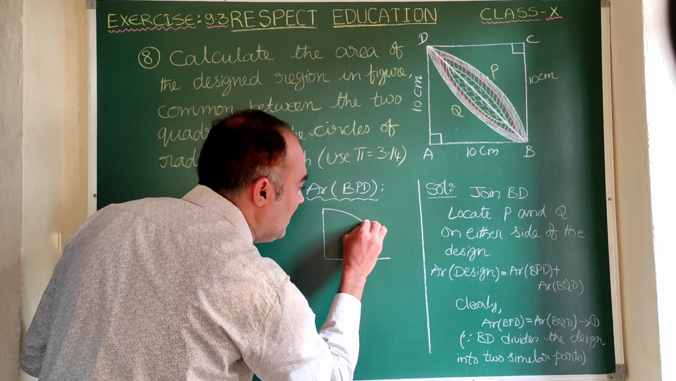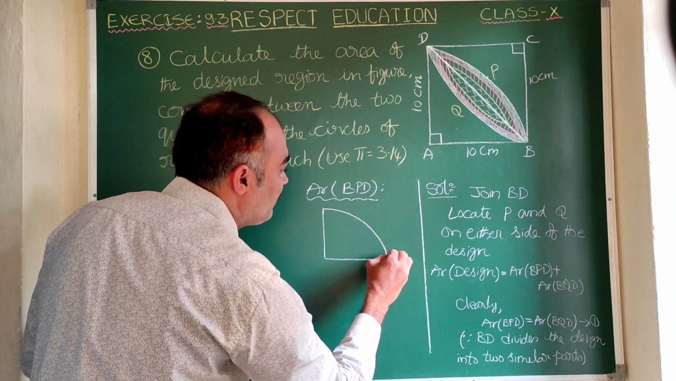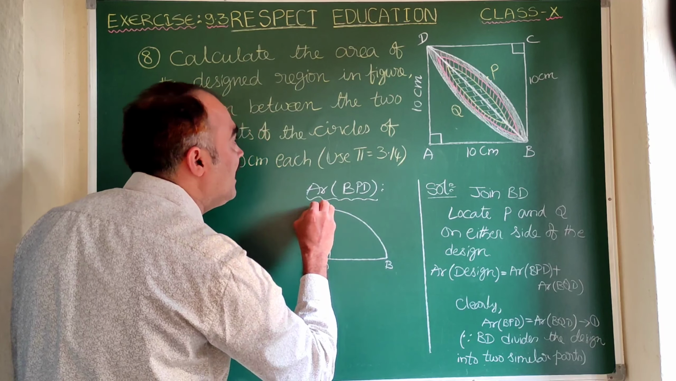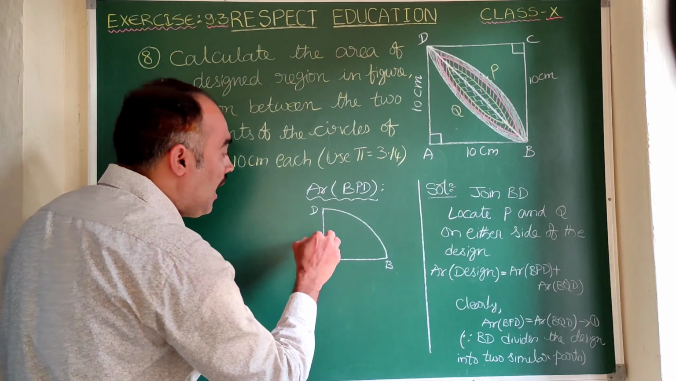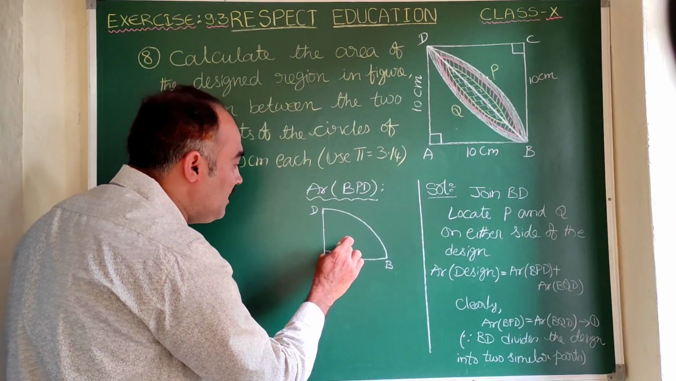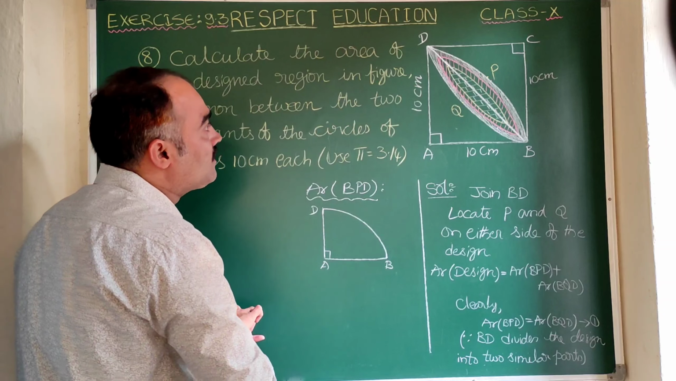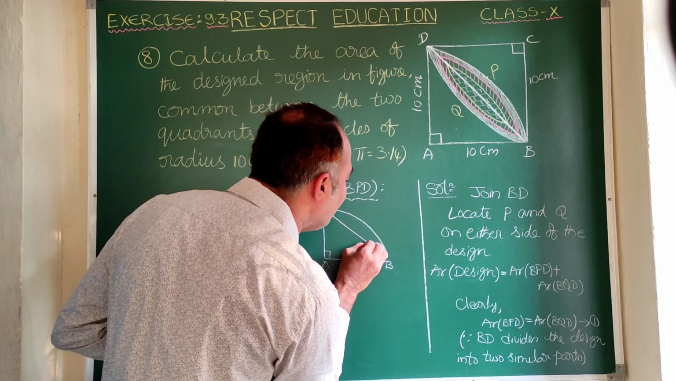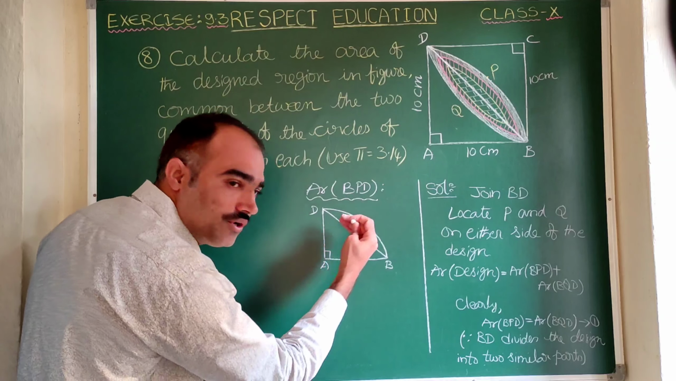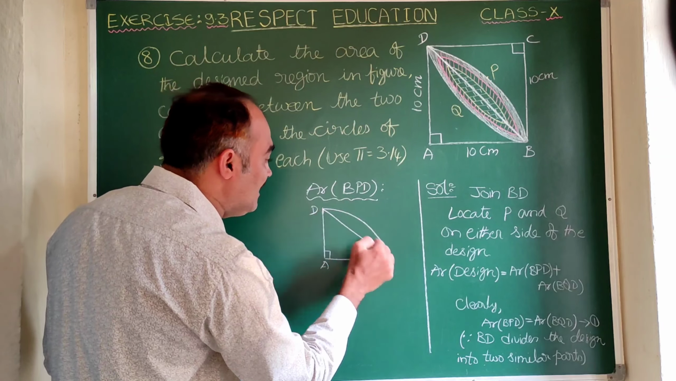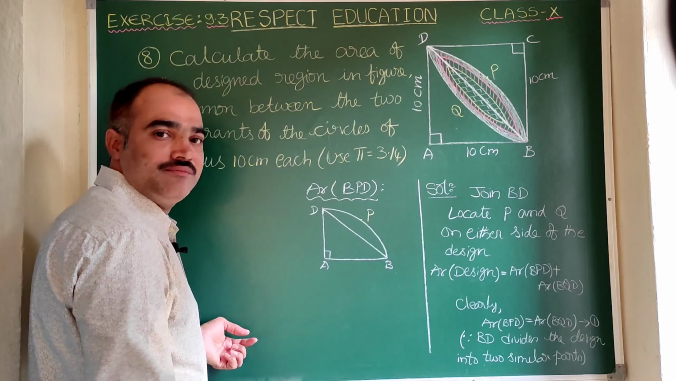Here let us take the ABD completely. Here B comes, here A, here this is 90 degrees, and this is D. After finding the area of the quadrant or sector ABD, if you subtract the area of the triangle ABD, if you subtract this portion, then what happens? The design here, if we take this as P, the area of the design BPD comes.